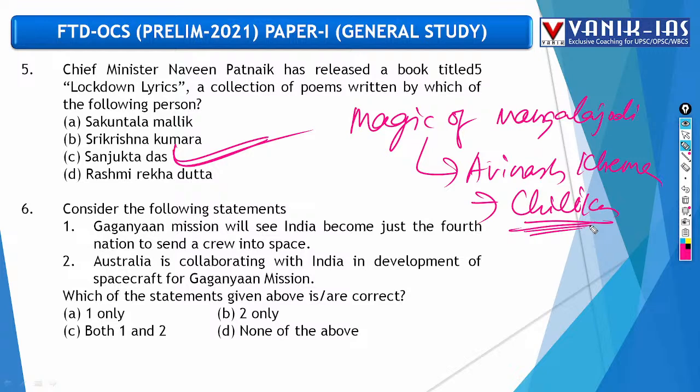Gaganyaan Mission. What is this Gaganyaan Mission? The mission will see India become just the fourth nation to send crew into space. It is the first indigenous manned mission. Manned mission means that for the first time, India will send a manned mission to space. Right?